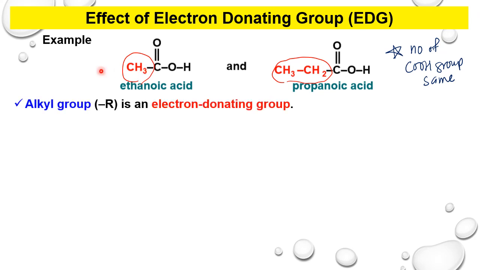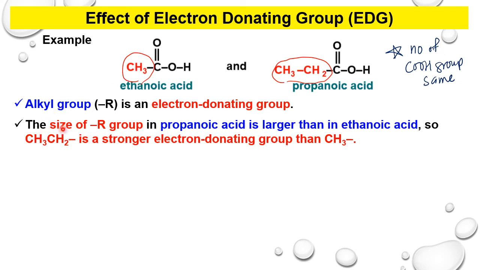Yang ni kita dah pernah belajar sebelum ni. Sebab dia ada banyak elektron dekat sini. Electron density pada alkyl group adalah tinggi. Okay, jadi the size of alkyl group in propanoic acid is larger than in ethanoic acid. Yang ni kita nak terus compare.